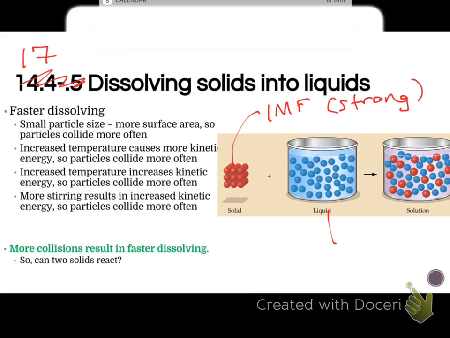Liquids are usually held together with pretty strong, not as strong, we'll call it moderate IMFs. If they were stronger, then it would be a solid. If it was weaker, then it would be a gas. So, moderate IMFs. In order to make these two things dissolve and look like the solution on the right, we have to overcome both the solute and the solvent interactions.